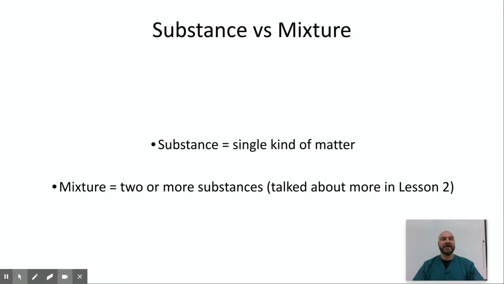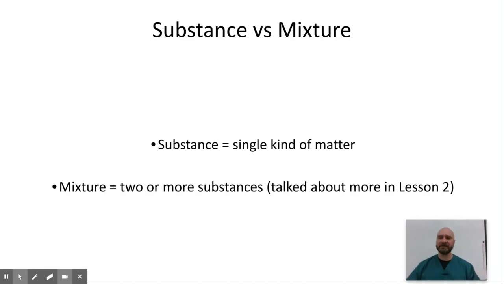If what you have is at least two different substances, then you have what's called a mixture. So think about it as being pure or impure. If it is a pure substance, or a pure object, it's only got one kind of atom or one kind of molecule, then you have a substance. If you have two kinds of atoms that aren't chemically joined, or two compounds or two molecules that are different from each other, then you have a mixture.